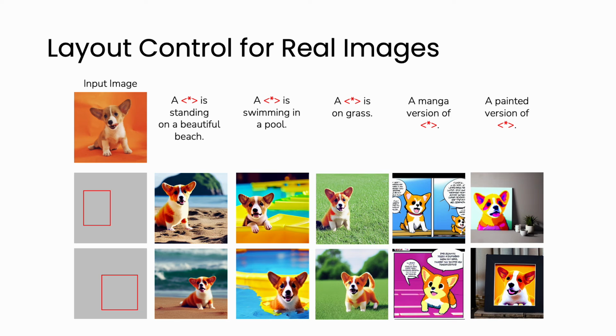We further demonstrate the ability of our method by extending it to real image layout control. With the help of textual inversion and DreamBooth, we can first customize the diffusion model to this specific corgi, and then apply our method to control the layout of the customized model.